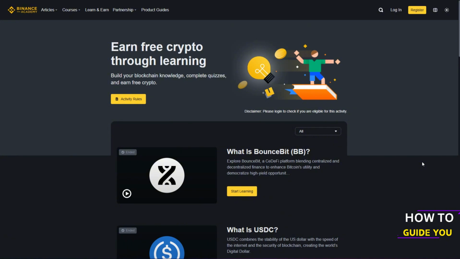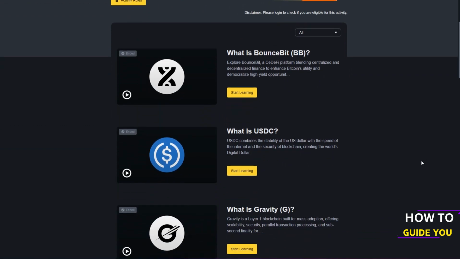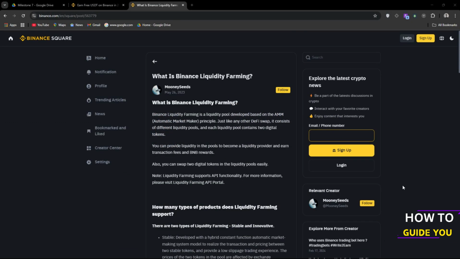So there you have it. Those are all the known ways to earn USDT on Binance. As with anything when it comes to crypto in general, please be cautious.